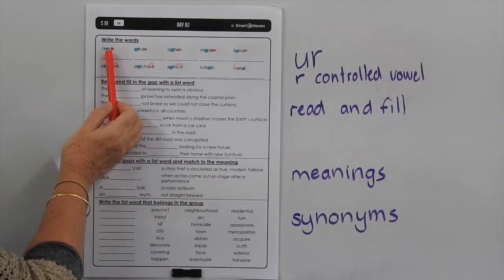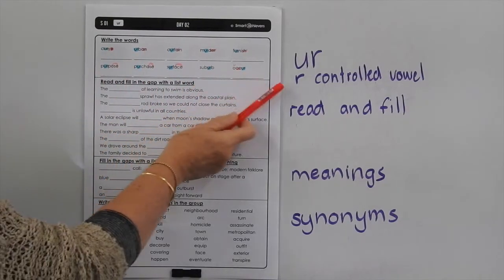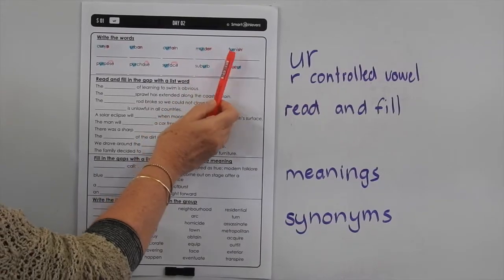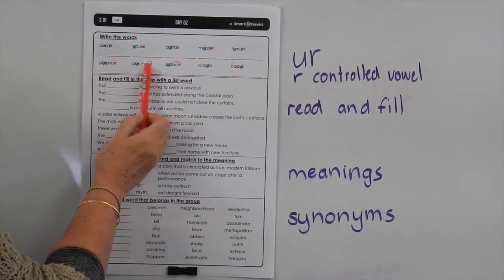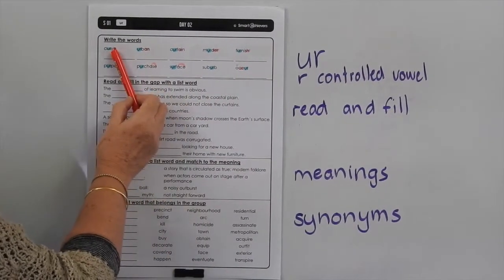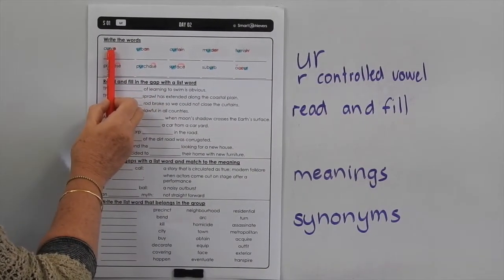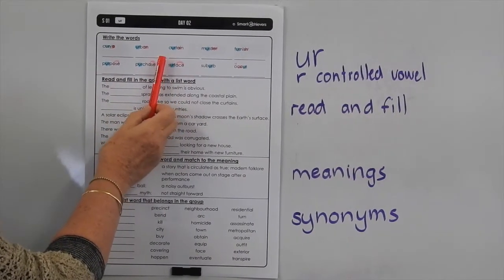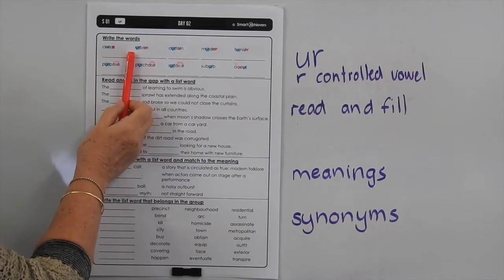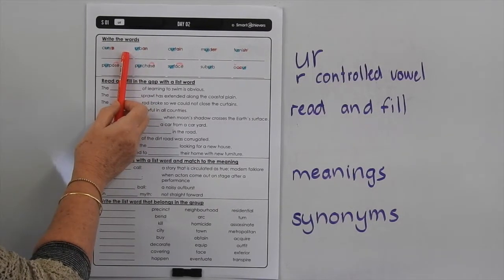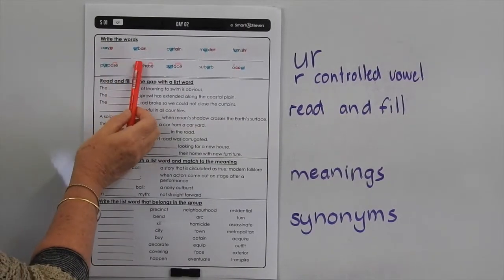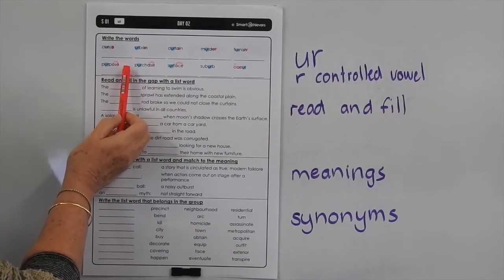In this list we've got the UR making the R controlled vowel so we've got curve, urban, curtain, murder, furnish, purpose, purchase, surface, suburb and occur. Now it's important that you try to remember that these words all have the UR for the sound because there are a multitude of ways of writing the sound in words. You can have ER, IR, UR, EAR, so there's a number of them. So do try to remember these words as the UR words.